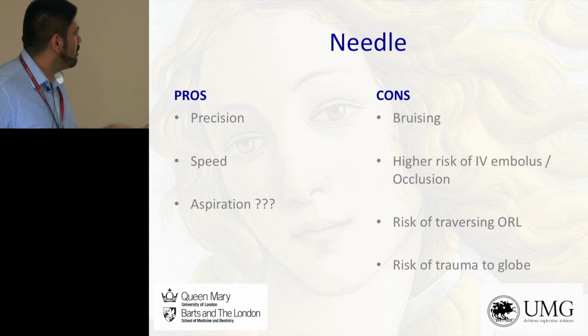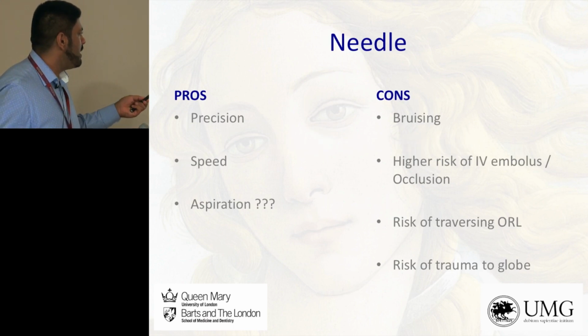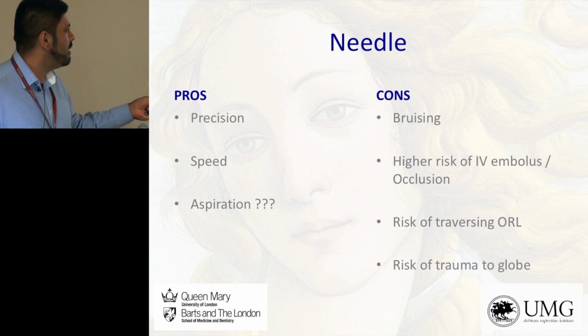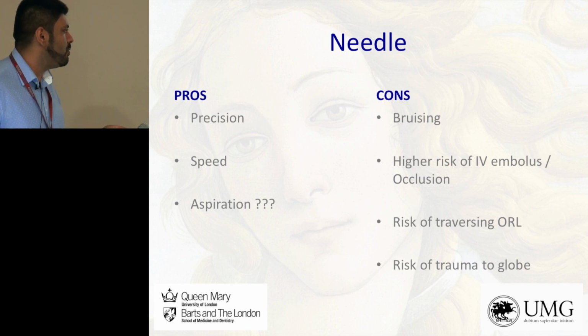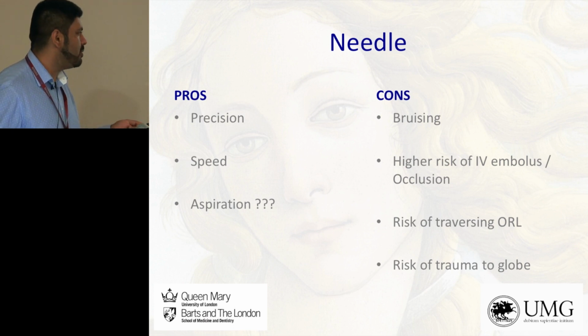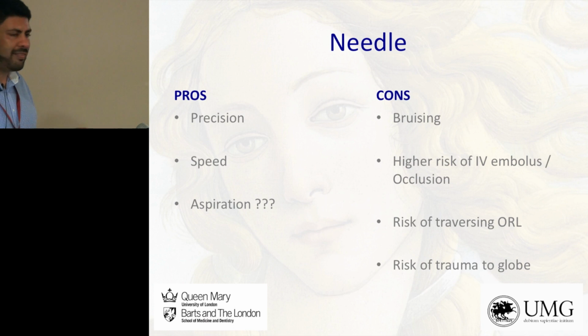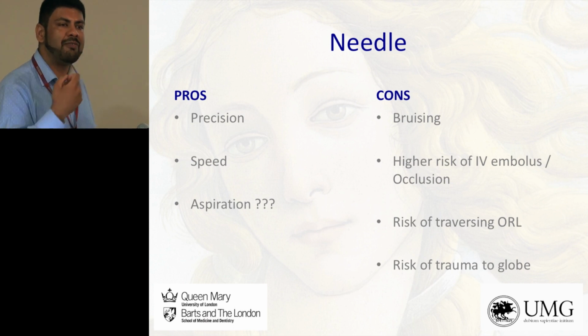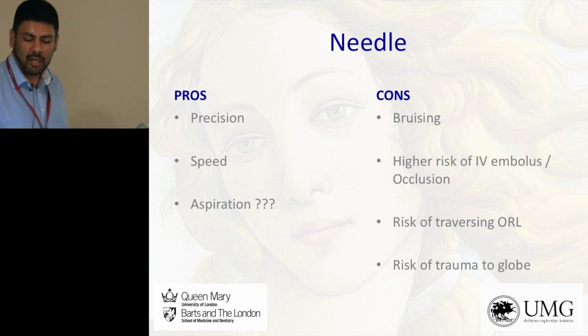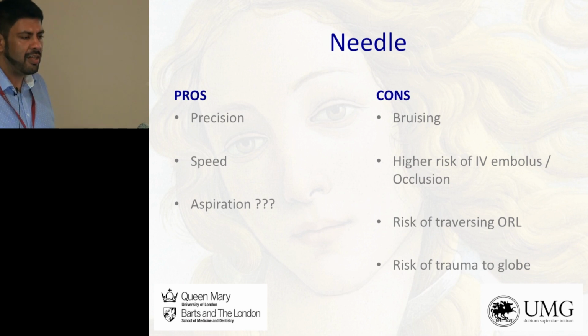Now, needle, pros, you get precision, speed, and you can aspirate. Bruising is a con. Higher risk of IV embolus because you obviously can put something into vessels, but that only is at the medial canthal side of your injection. Risk of traversing the ORL, that is a possibility because you won't necessarily feel it with a 30 gauge needle. So there are some risks to using a needle, so if you're more experienced in that area and you want to take those risks, that's fine.